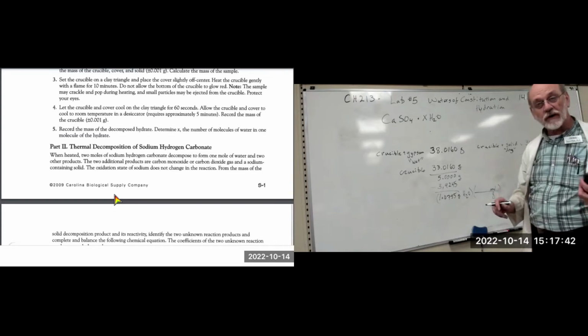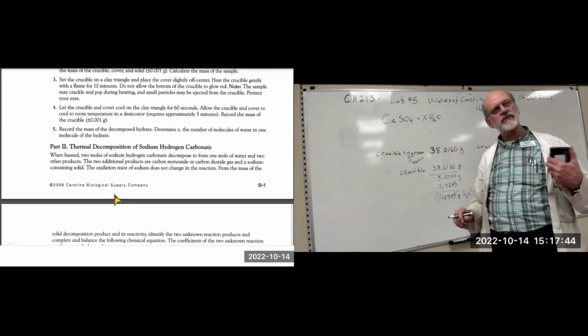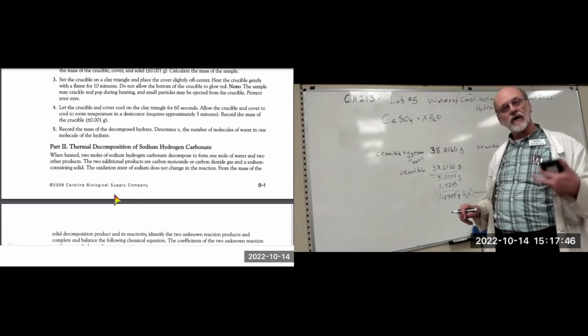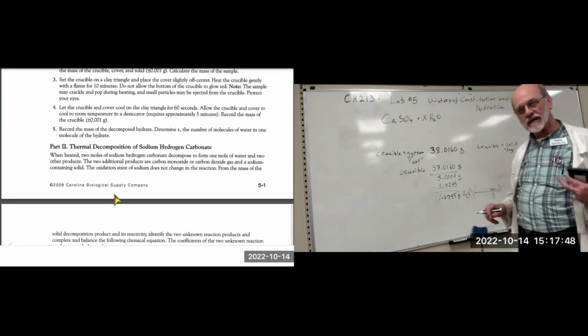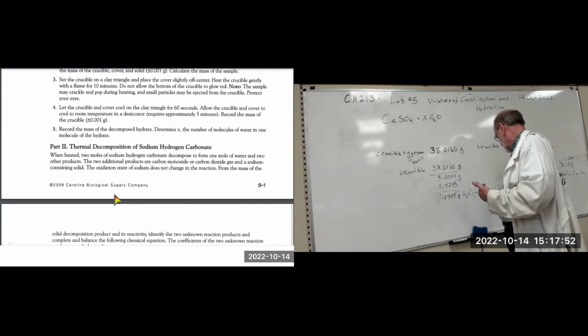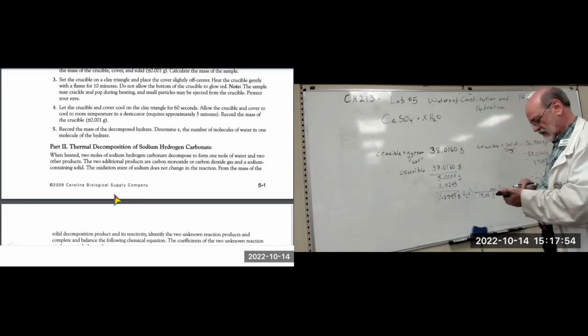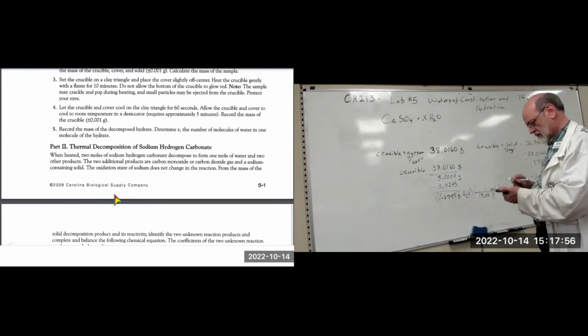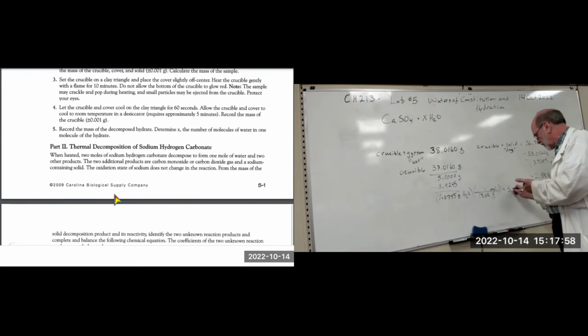What's the molar mass of water? Well, 2 hydrogens is 2.02, and oxygen is 16. So it's 18.02 grams. Divided into that value. So that's 5.97 times 10 to the minus 2 moles of water.